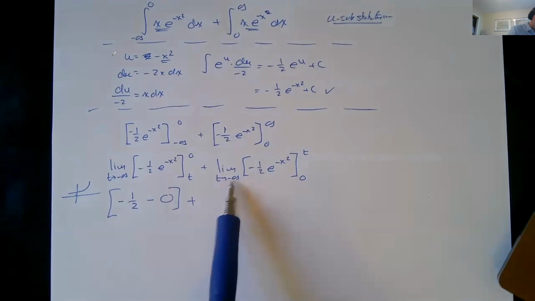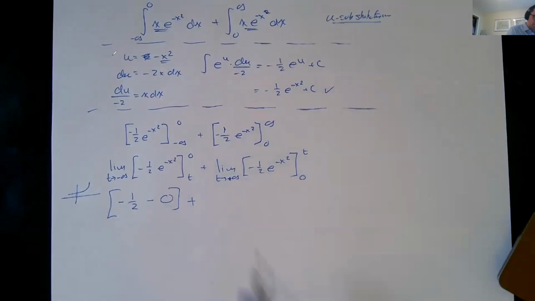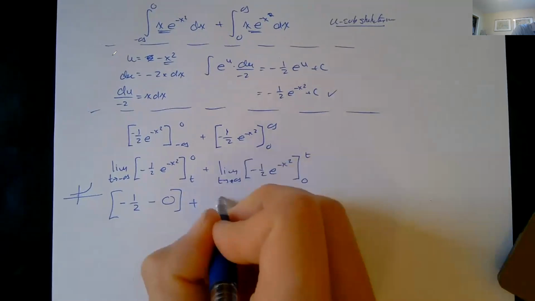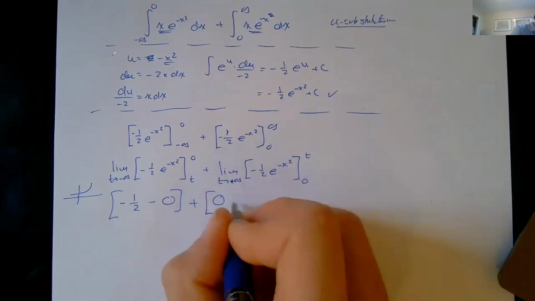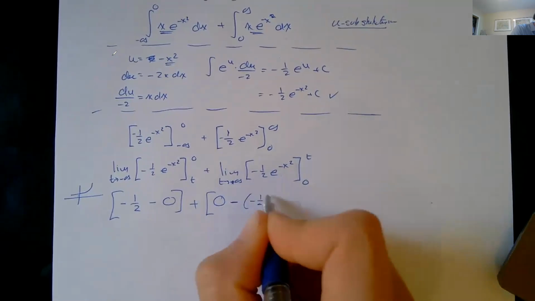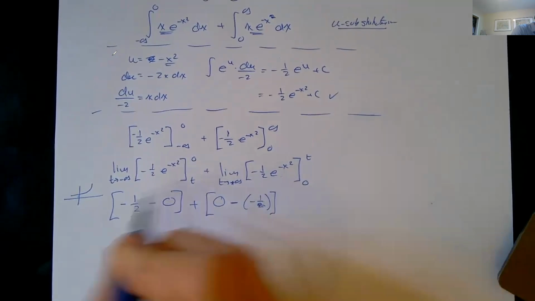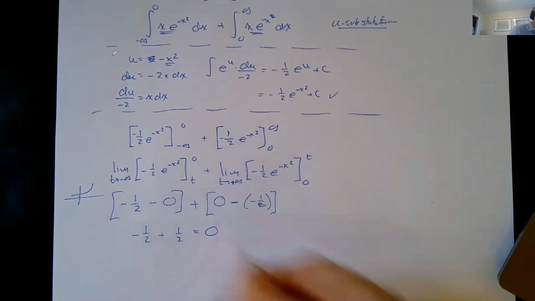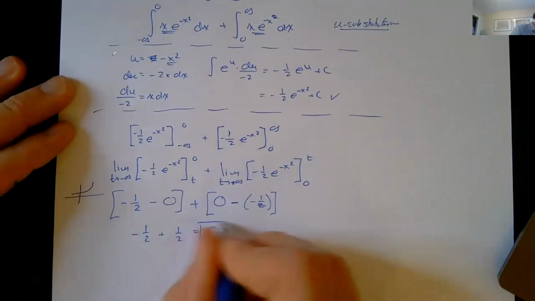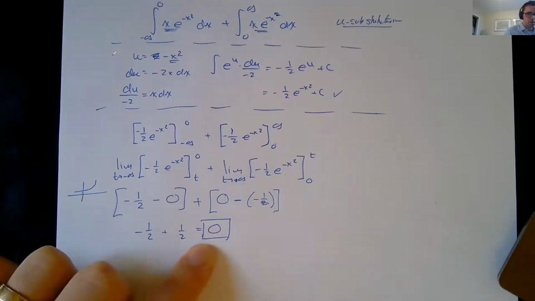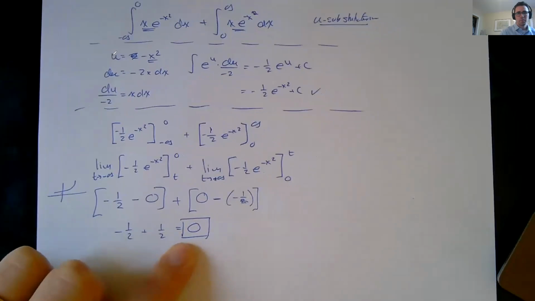As t goes to positive infinity, this is going to approach negative infinity as well. So that will also be 0. And we're going to subtract. When I plug in 0 here, we saw that was negative 1/2. So that ended up being negative 1/2 plus 1/2, which equals 0. So this integral comes out to be 0. Interesting. Let's take a peek on Desmos to see why that might be the case.